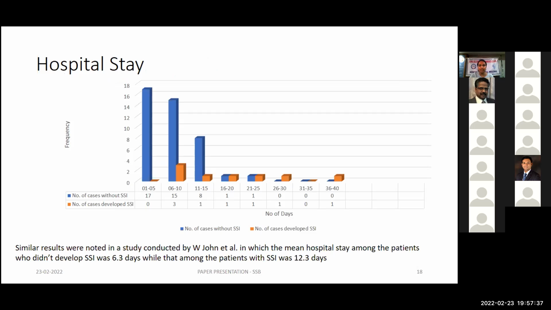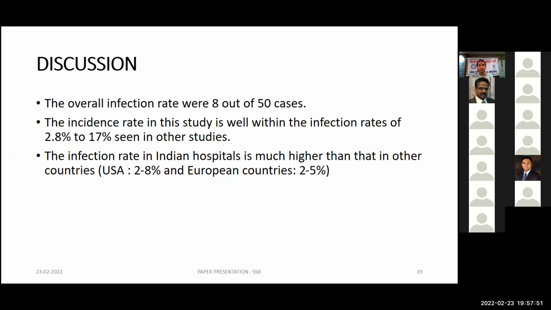The mean hospital stay for patients who did not develop SSI was around 7 days, and for those who did develop it, it was around 17 days, which contributed significantly to the morbidity of the patient. Coming to the discussion, the overall infection rate was 8 out of 50 cases.